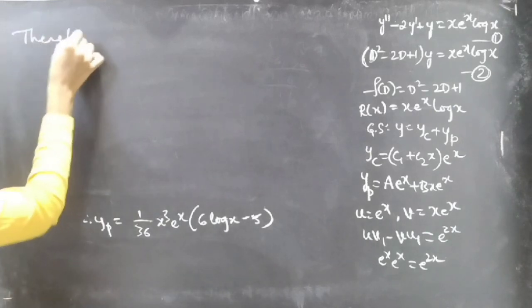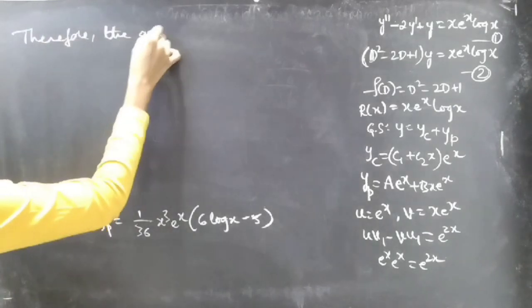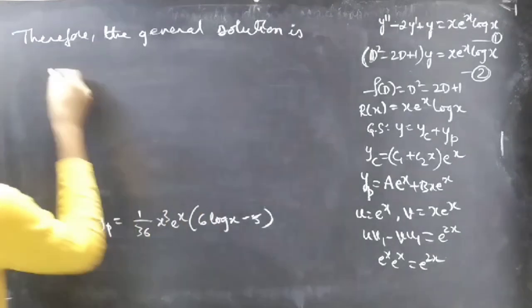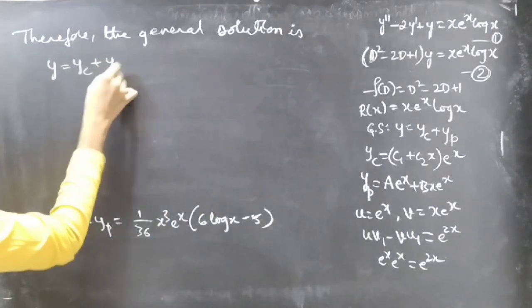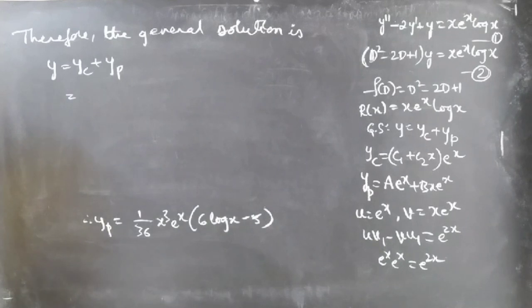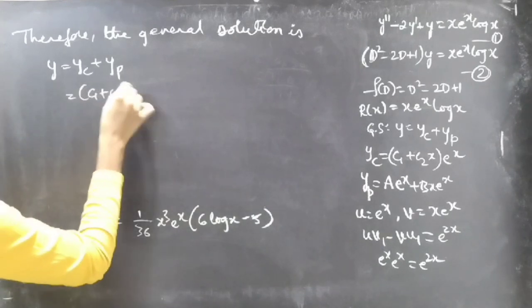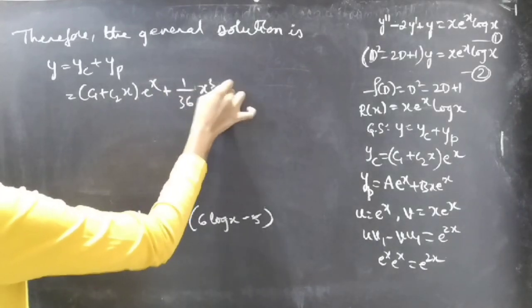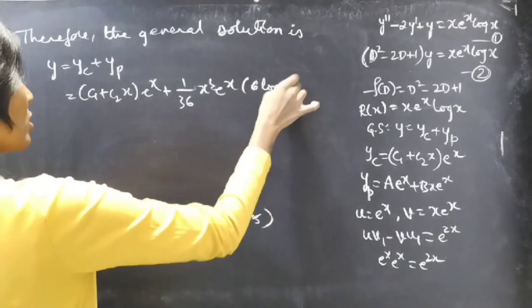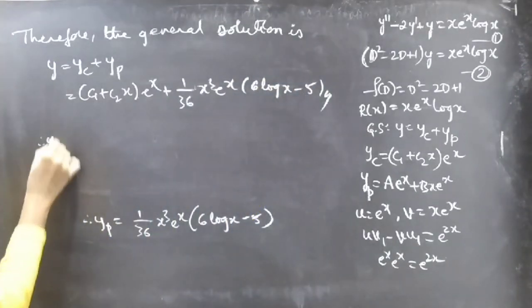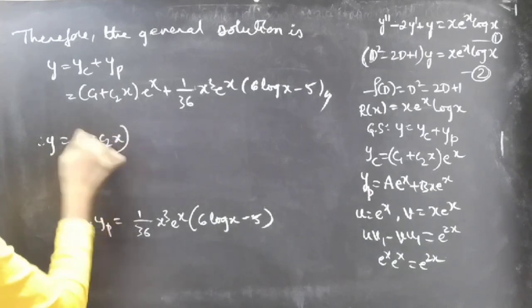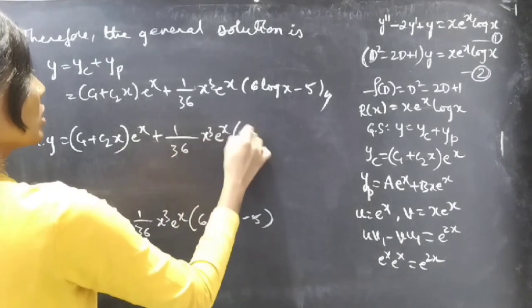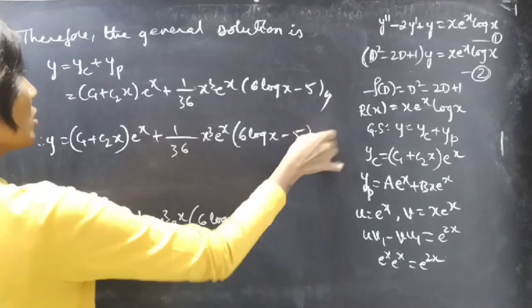Therefore, the general solution is given by y equals yc plus yp. We have yc and yp, let's substitute that. Yc is c1 plus c2x into e power x, plus yp is 1 by 36 x cube e power x of 6 log x minus 5. Therefore, y equals c1 plus c2x into e power x plus 1 by 36 into x cube e power x of 6 log x minus 5 is the required solution.